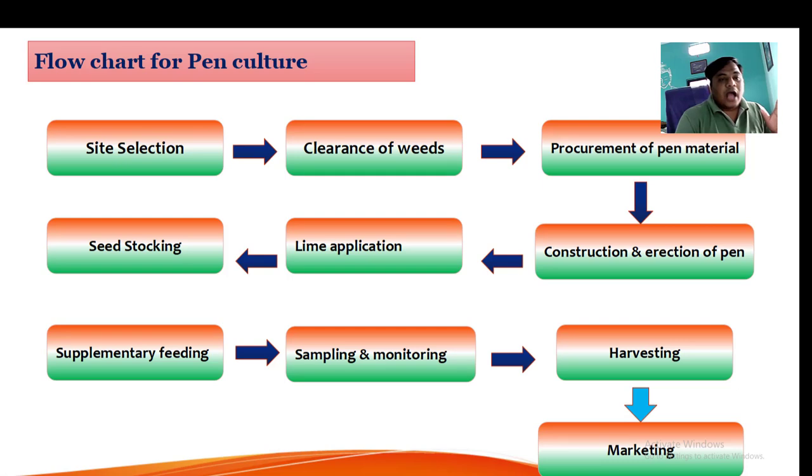The last criterion in this is the marketing. Whatever fishes we have harvested in the pen should be marketed fast, because we know fish is a very easily perishable commodity.